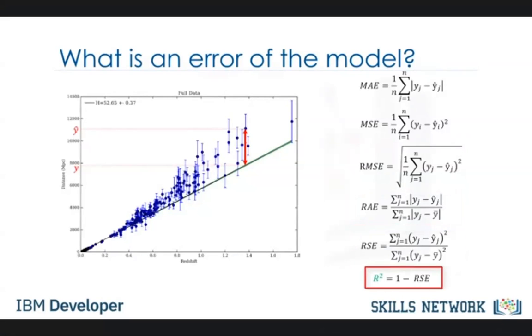R-squared is not an error per se, but it is a popular metric for the accuracy of your model. It represents how close the data values are to the fitted regression line. The higher the R-squared, the better the model fits your data.